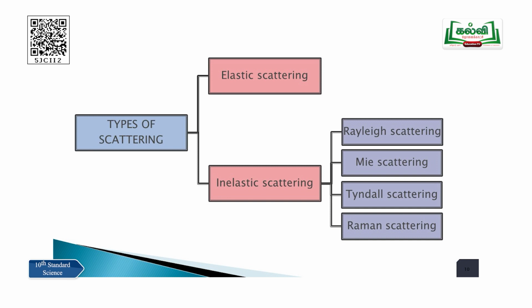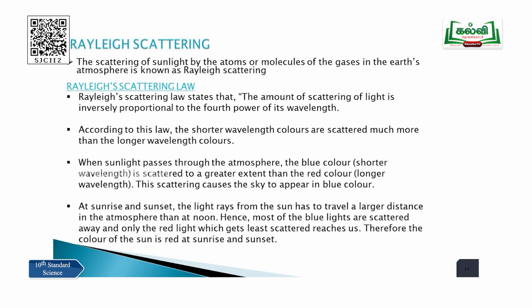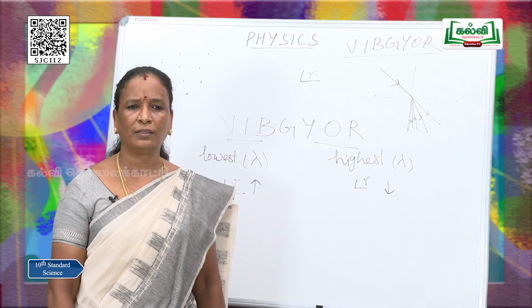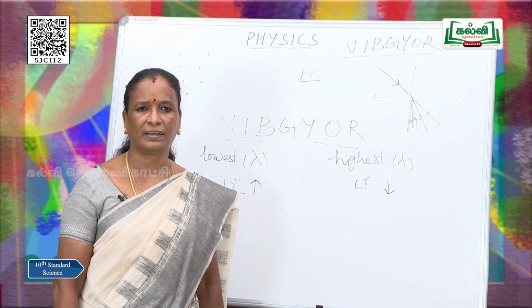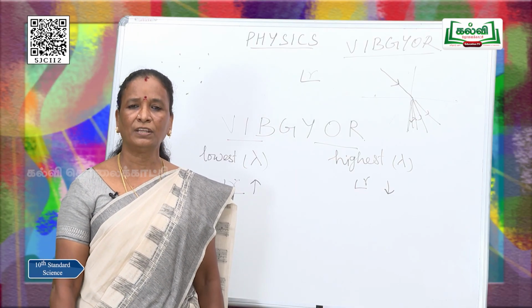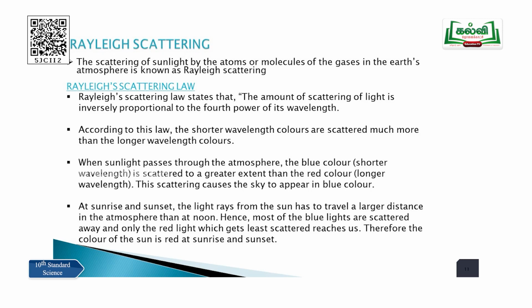Inelastic scattering is divided into 4 types: Rayleigh scattering, Mie scattering, Tyndall scattering, Raman scattering. Next, we are going to see about Rayleigh scattering. The scattering of sunlight by atoms or molecules of the gases in the Earth's atmosphere is known as Rayleigh scattering. Sometimes you will be asked to define Rayleigh scattering. So, the answer is: the scattering of sunlight by the atoms or molecules of the gases in the Earth's atmosphere is known as Rayleigh scattering.